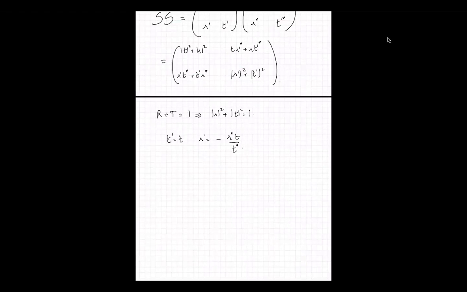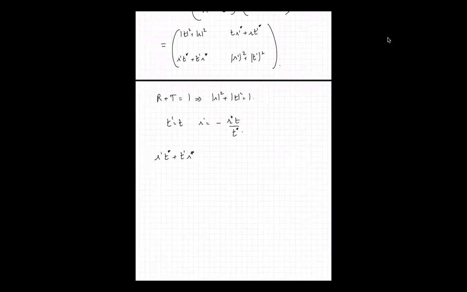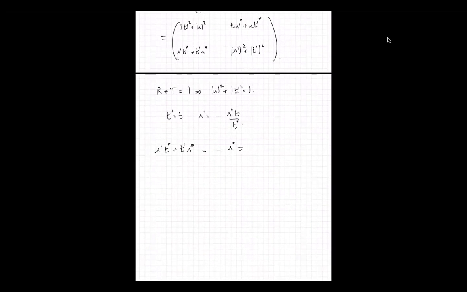So let us look at the 2, 1 element. What is R prime T star plus T prime R star? This is equal to minus R star T over T star times T star. And since T prime is equal to T, this is T R star, and this whole thing is equal to 0. So S S dagger equals the identity matrix, 1 0 0 1.